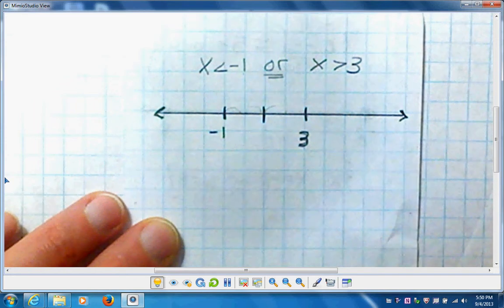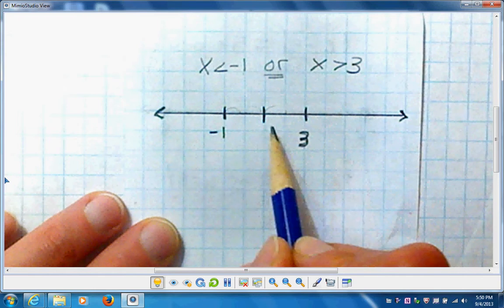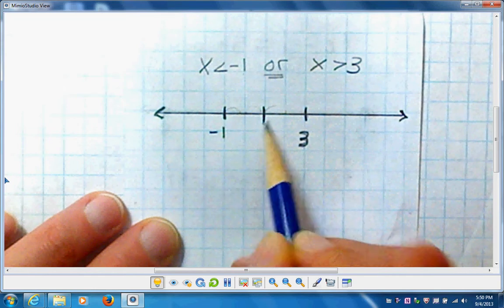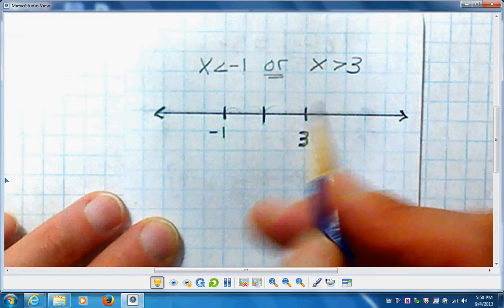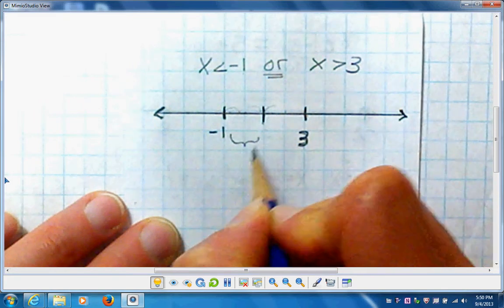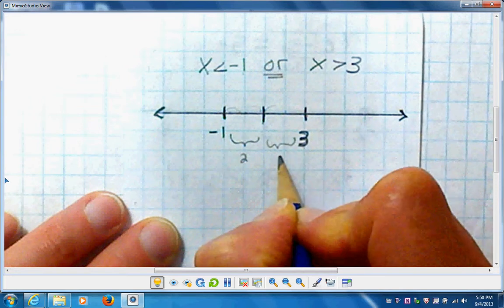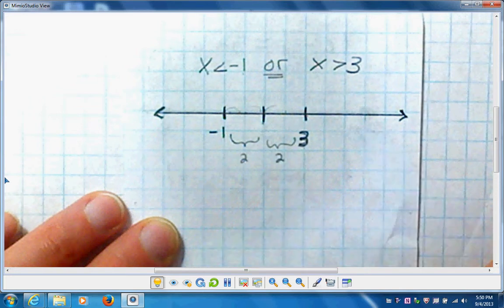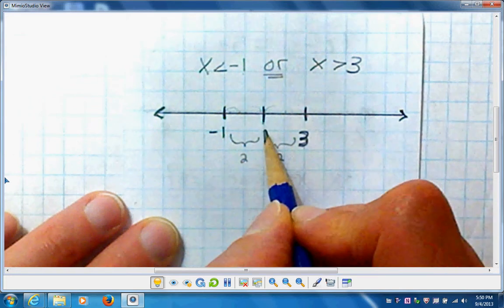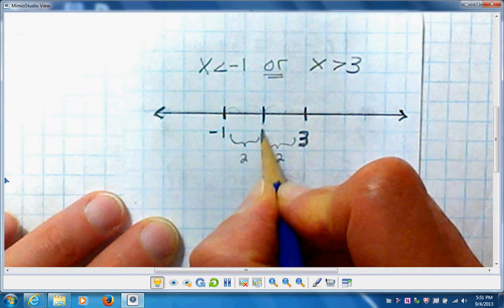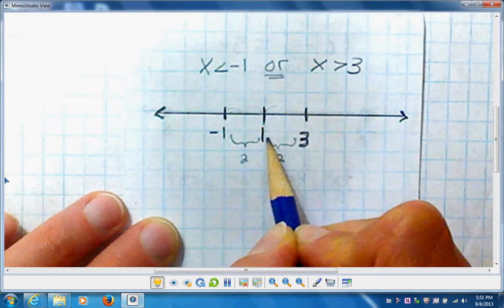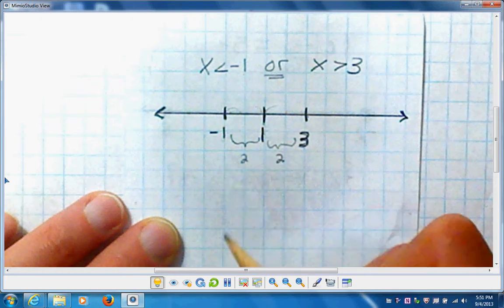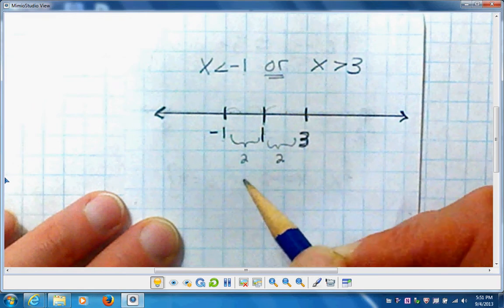But don't confuse that number with what the value is at this place. This is just a distance of 2 in on both sides. I said distance, didn't I? So this is my distance of 2. This is my distance of 2. They're equal. So this value right here is 1, because 1 plus 2 is 3 and 1 minus 2 is -1. Okay, I kind of did it again. I got ahead of myself.